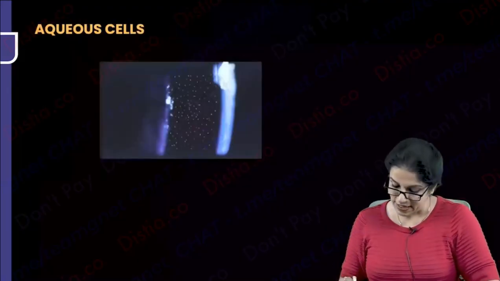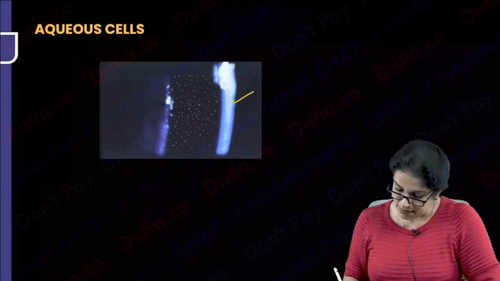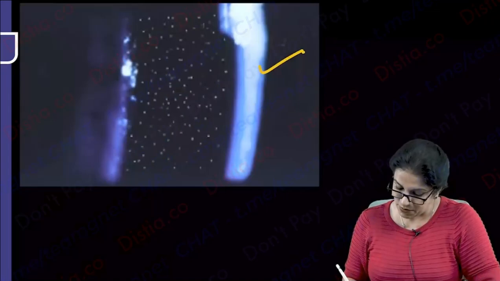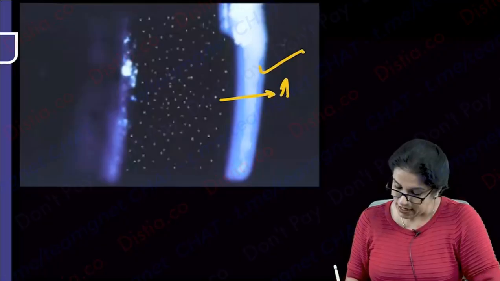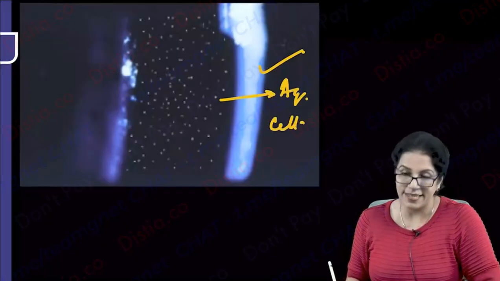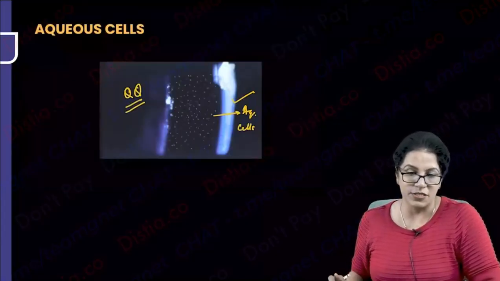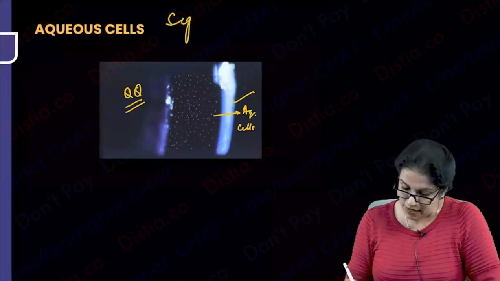Next we talk about, can you see this? This is the slit lamp light which is falling on the anterior chamber, and these are the cells. These are all aqueous cells. Again I am repeating, it's a repeated cue: it's a sign of active inflammation.